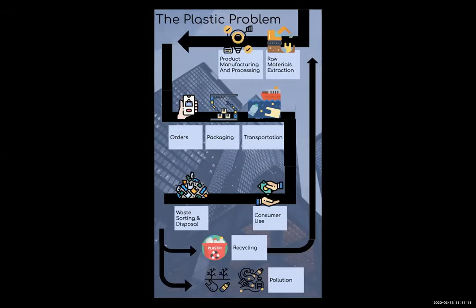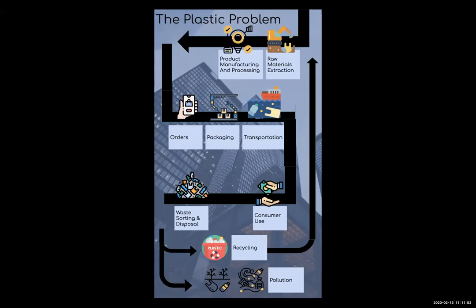If you look at the global plastic product life cycle, oil is extracted from the ground, and about 8 to 10% of oil that is extracted goes to plastic manufacturing. Plastic is manufactured, and about 380 million metric tons of plastic is produced annually. Then that plastic is ordered by some type of consumer, packaged, transported, and arrives at the consumer's house for use. Eventually it gets sorted or goes to landfill disposal, and only about 30% of plastic is actually sorted and disposed of correctly, and then 12% is actually recycled.